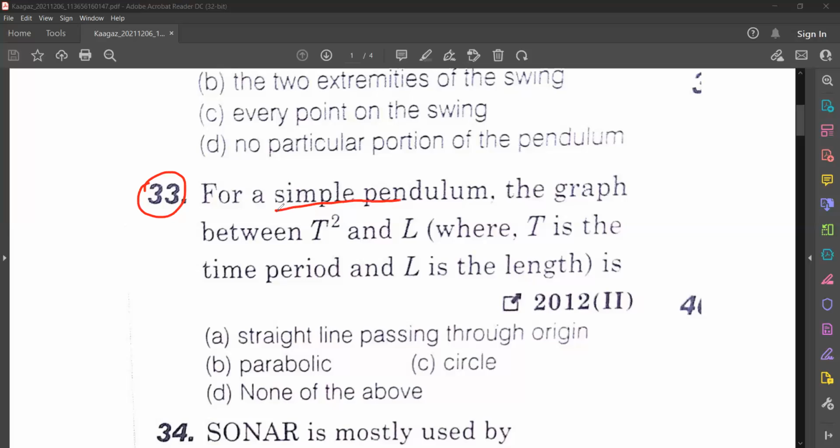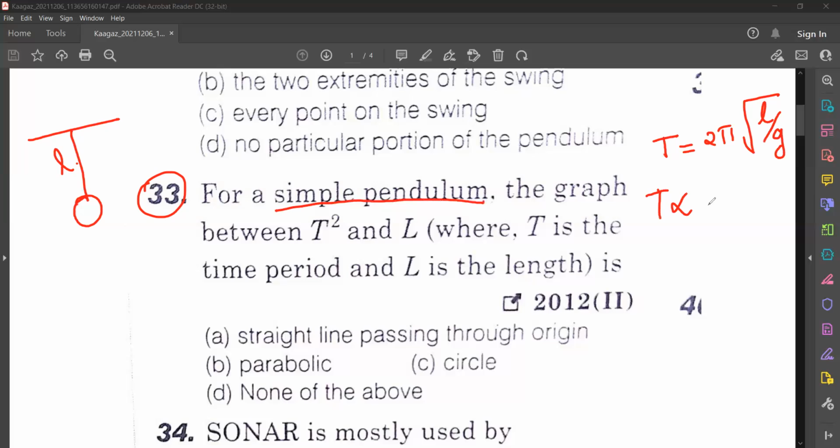Okay. So first of all, what is the relation between T and L? We know that the time period of a simple pendulum is T equals 2 pi root of L by g. L is the length of the string, isn't it? g is the acceleration due to gravity. That means T is proportional to root L, so T square is proportional to L. That is, T square equals k into L.